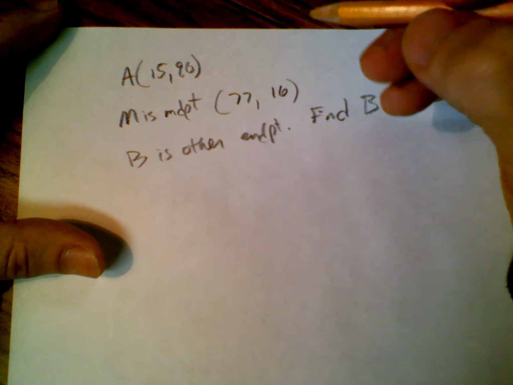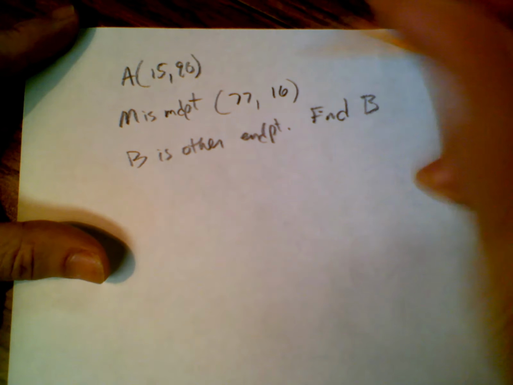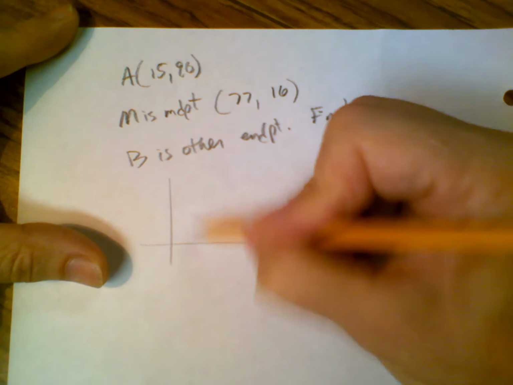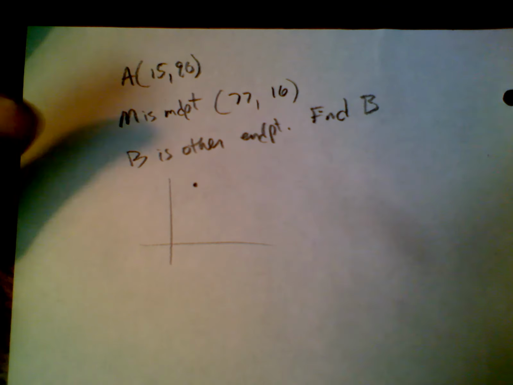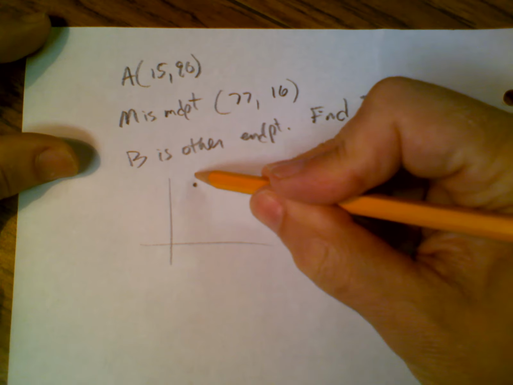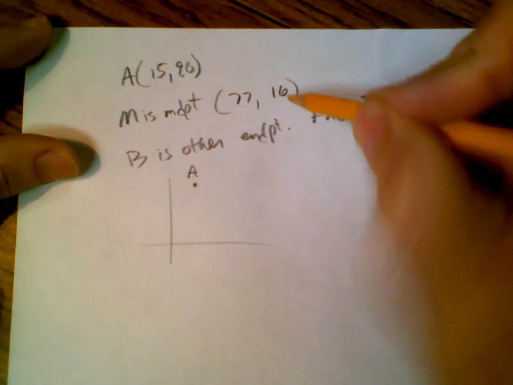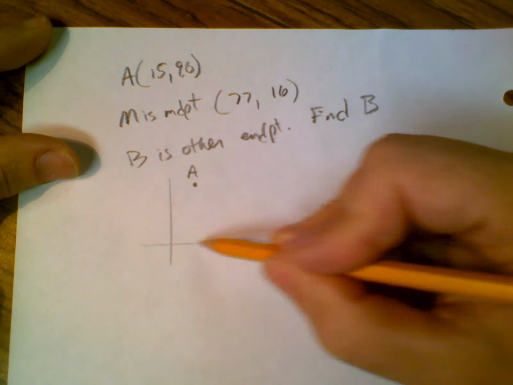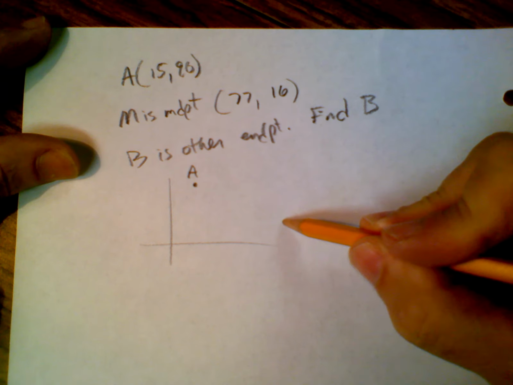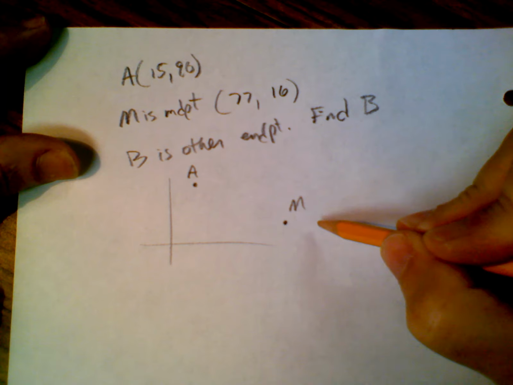It does not have to be accurate in terms of the numbers or the length, but what can be helpful to me in the sketch: 15, 90, see, that's it. That's as accurate as you have to be. 15 is a little bit to the right, 90 is way up compared to 15. There's point A. Where would 77, 16 be compared to this point? Well, 77 is way past 15. 16 is only a little bit up, right? So there's point M at 77, 16.